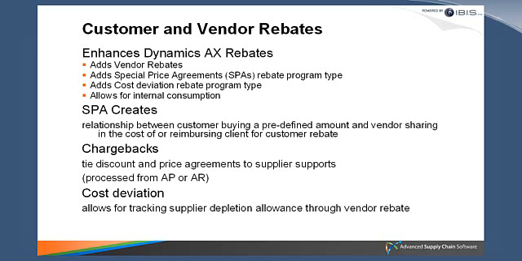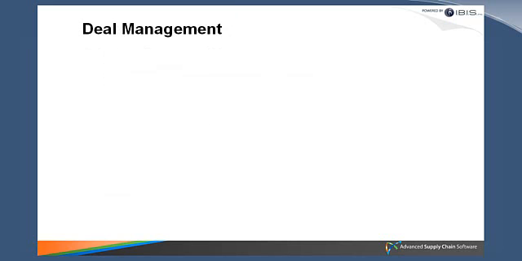And then we have the cost deviation. We're not going to focus on that today, but ultimately, that's a special type of rebate to help my supplier reimburse me when purchase costs go out of whack relative to what we've agreed to. The focus of what I really want to get to here is the deal management.